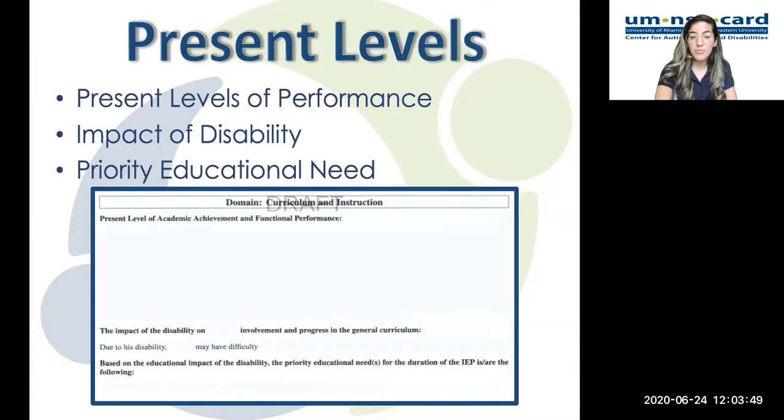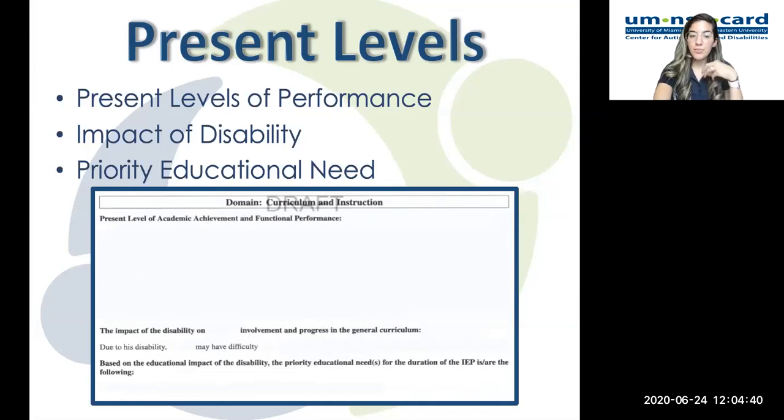So it's usually a statement that reads something like, due to his or her disability, or due to his or her autism spectrum disorder, Johnny may have difficulty, and let's say this is academic achievement, so you can say has difficulty solving two-digit math problems. So that's where the disability is impacting them. And then we go into the priority educational need. So once we have the narrative, we come up with where the impact is, and then we establish what the priority educational need is. So according to our impact statement, that Johnny can't solve two-digit math problems, the priority educational need is to increase his ability to solve two-digit math problems.